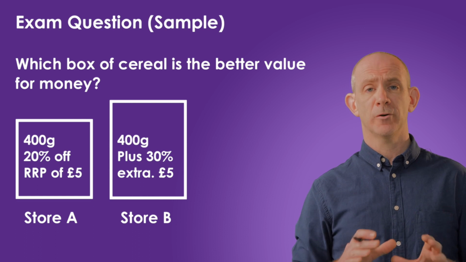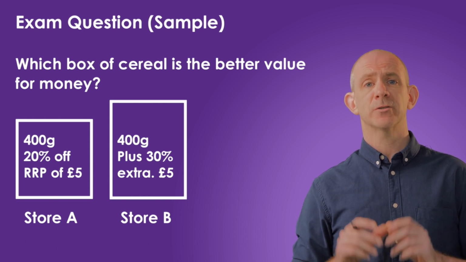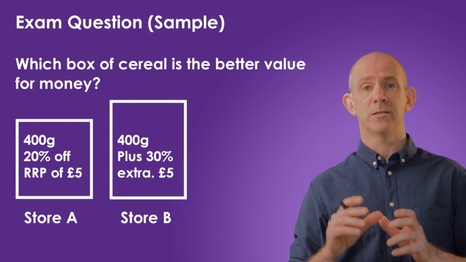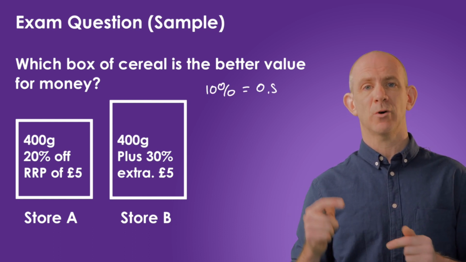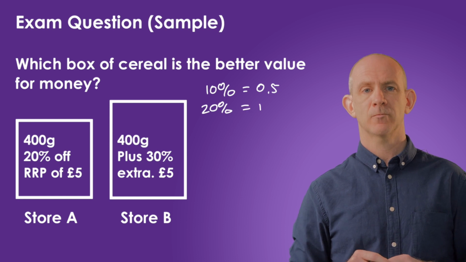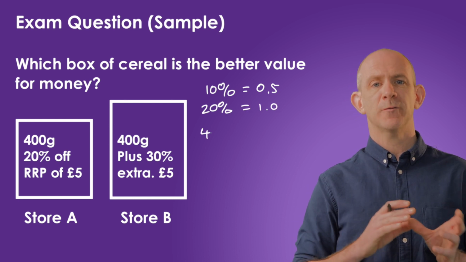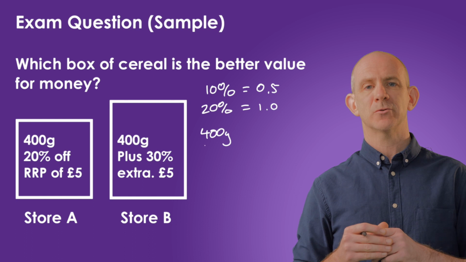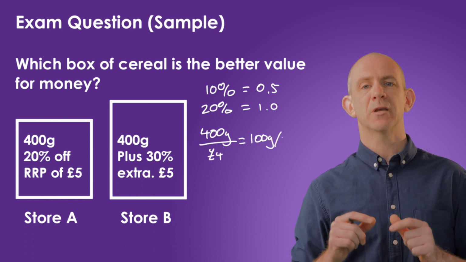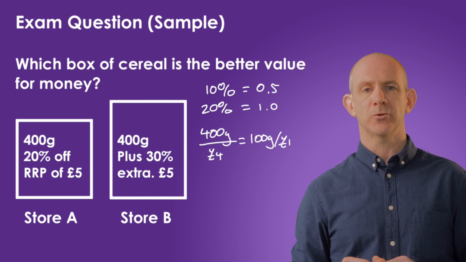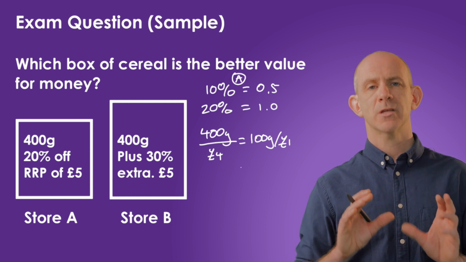So for the first store, store A, let's find out 10% is going to be £0.50 or 50p. So 20% is going to be twice that, which would be £1. So if we do the 5, take away 1, that would give us £4. So we're going to have 400 grams divided by 4, which would give us 100 grams per pound. So that's in store A.